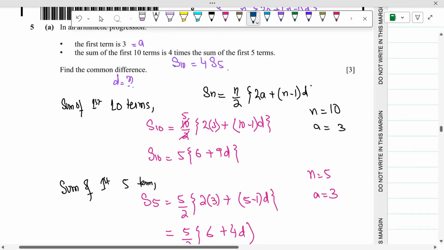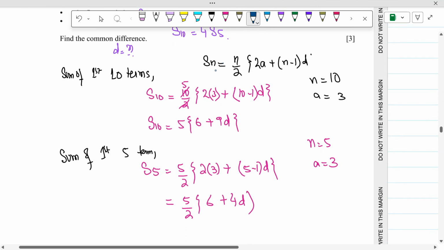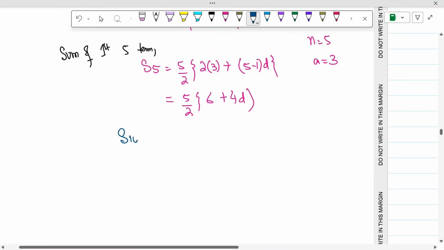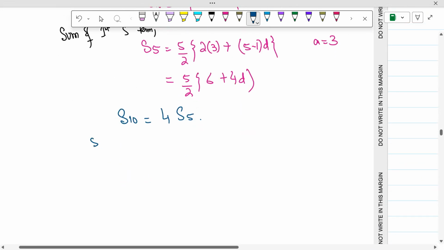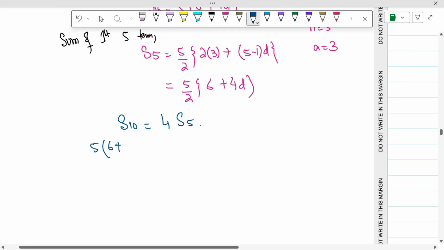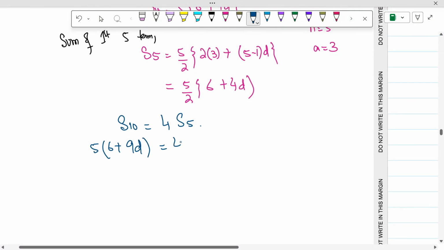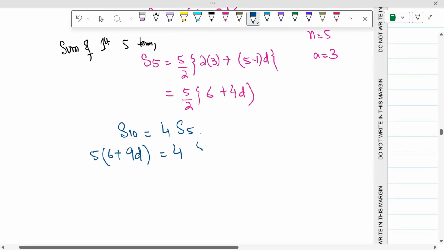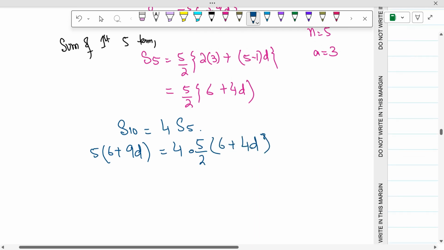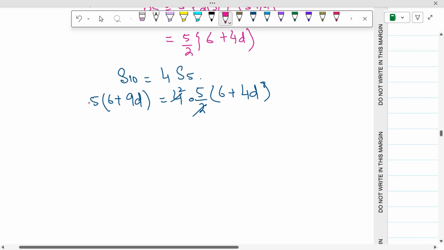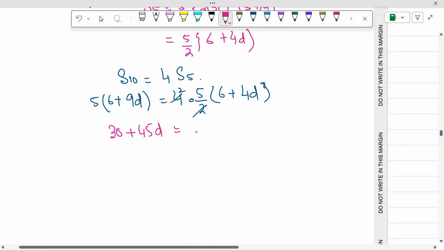Now it was given that the sum of 10 terms is equal to 4 times the sum of 5 terms. So the sum of 10 terms, 5 times (6 plus 9d), is equal to 4 times the sum of 5 terms, 5 over 2, in bracket, 6 plus 4d. So this 4 over 2 is 2. So 5 times 6 is 30, 5 times 9d is 45d, equals 10 times 6 is 60 and 10 times 4d is 40d.